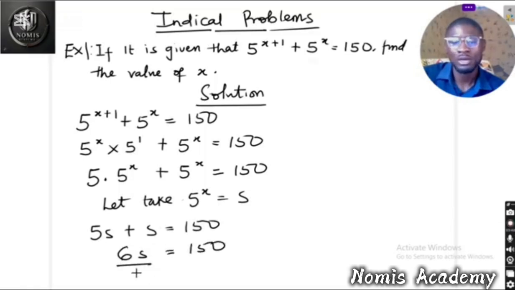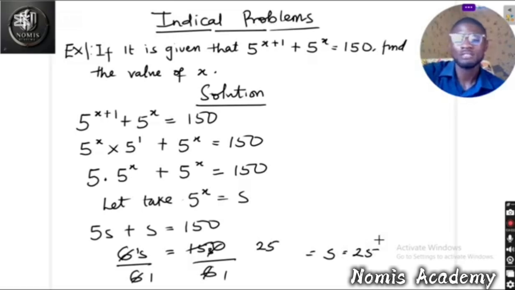So we divide both sides by 6. When you divide both sides by 6, 6 here 1, 6 here 1, 6 here 1, and then 6 in 15 is 2, remainder 3, 6 in 30 is 5. So s is equal to 25.